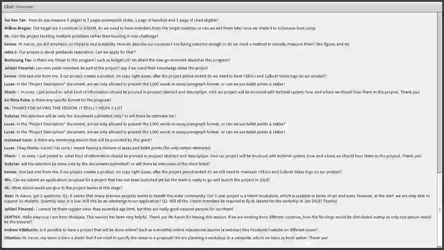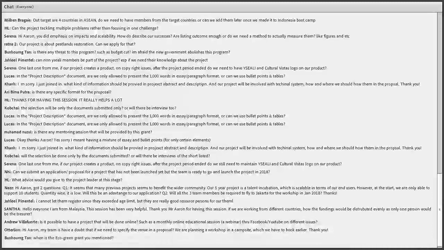Naz is asking, many previous projects seem to benefit a wider community. Our 5-year project is a talent incubation, which is scalable in terms of our end users. However, at the start, we're only able to support 10 students. Quantity-wise, it is low, but quality-wise, it will be high. As long as you can scale upward and you remain high quality, it doesn't matter how low the quantity is, as long as it can scale.